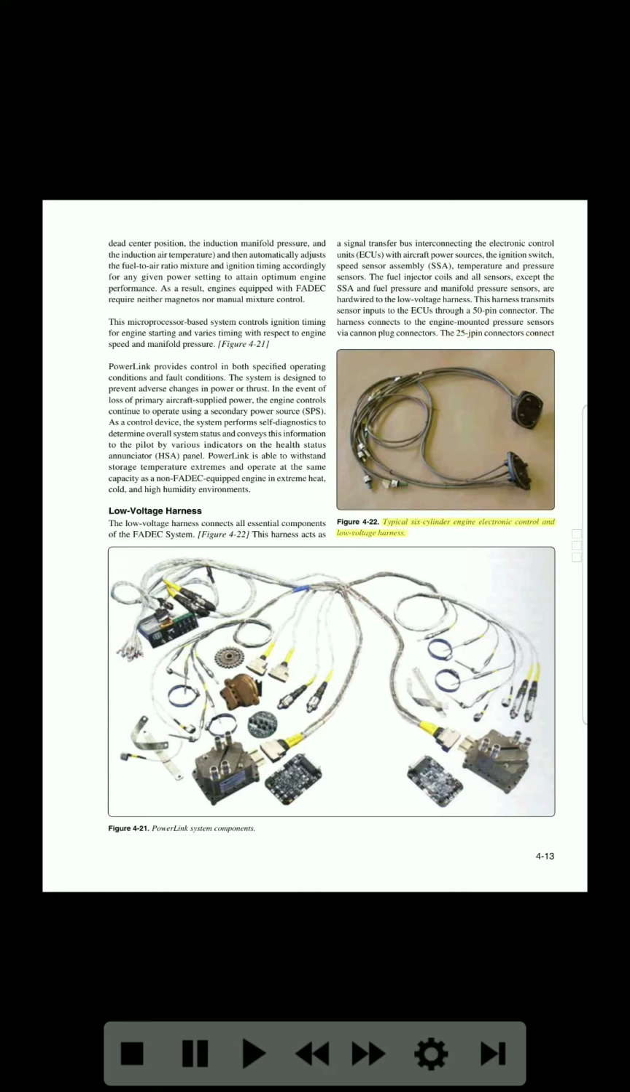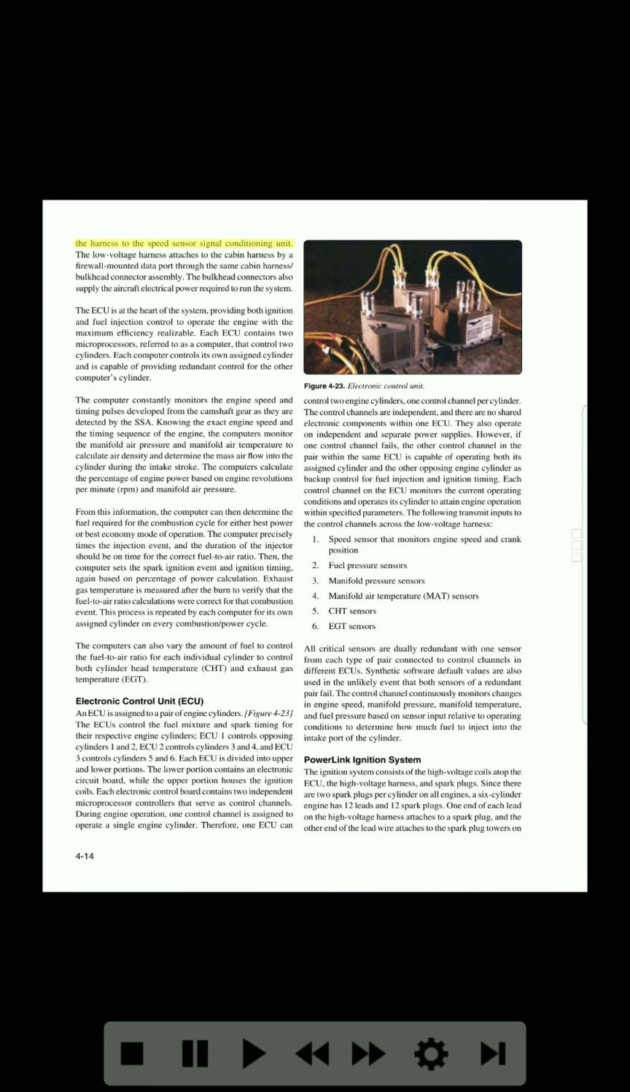Figure 4-22. Typical 6-cylinder engine electronic control and low-voltage harness. Figure 4-21. PowerLink system components. 4-13. The harness to the speed sensor signal conditioning unit. The low-voltage harness attaches to the cabin harness by a firewall-mounted data port through the same cabin harness/bulkhead connector assembly. The bulkhead connectors also supply the aircraft electrical power required to run the system.